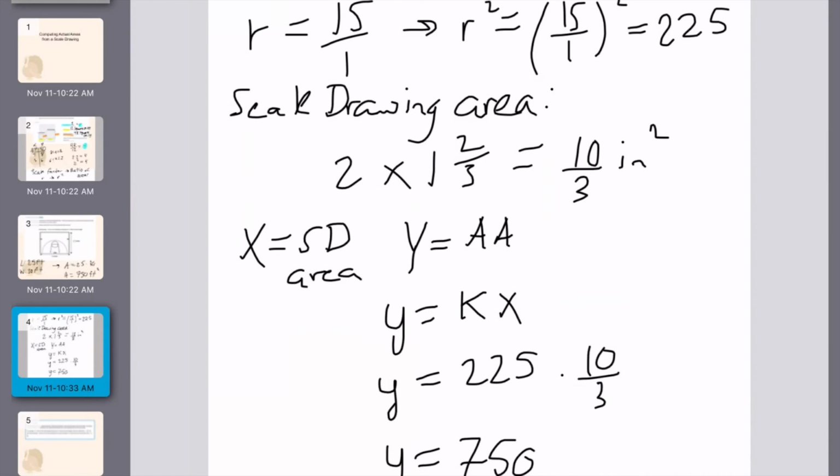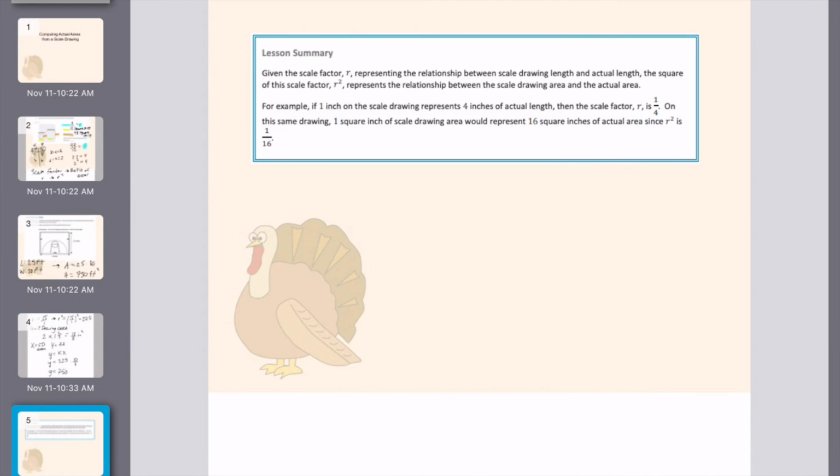So that's just two separate methods for us to try to figure out what the actual area is going to be. No one method is more correct than the other. I really encourage you to do whatever is best for you and what you understand more. So let's go into our wrap up.